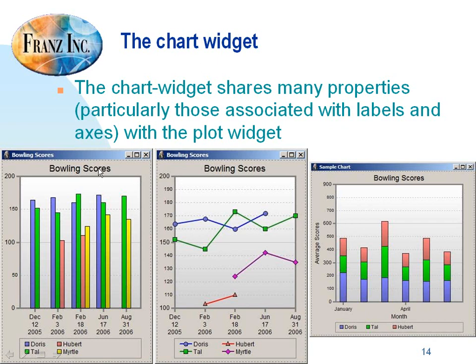Presumably, this is a bowling scores example, dates of bowling games, and we have 4 players, Doris, Hubert, Tal, and Myrtle, and only Doris and Tal played on December 12th. Hubert joined them on February 3rd. Everybody played on February 18th. Then Hubert dropped out, and finally Doris dropped out. And here are the scores for each player on these particular days.